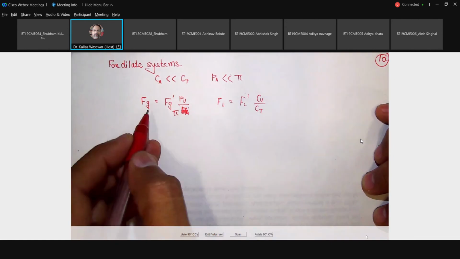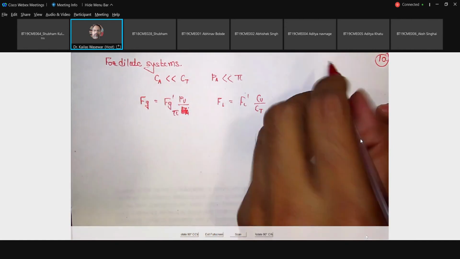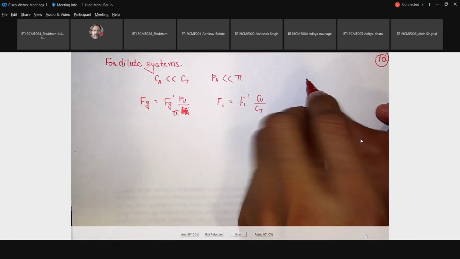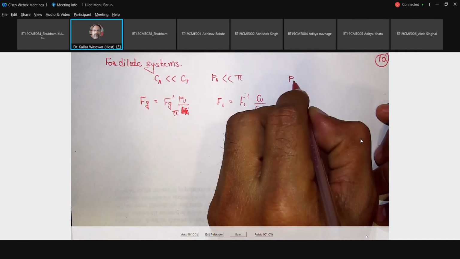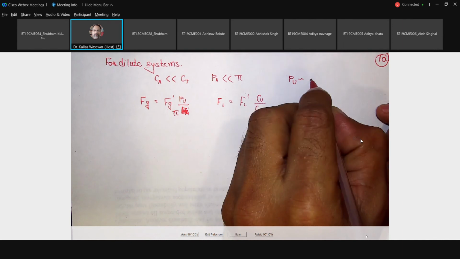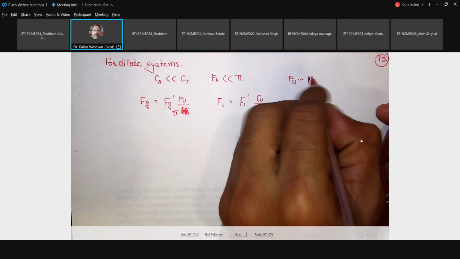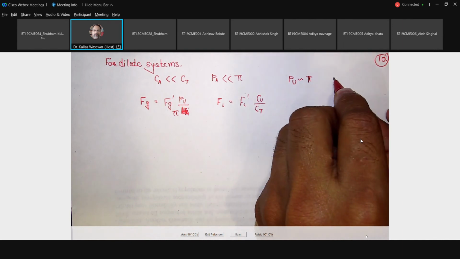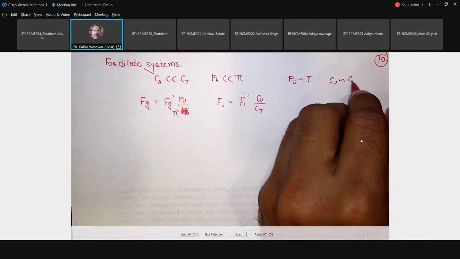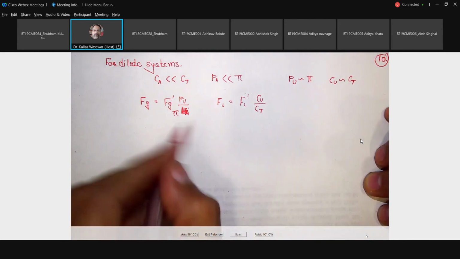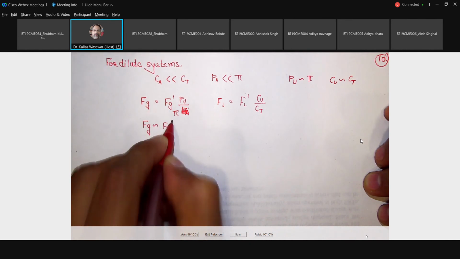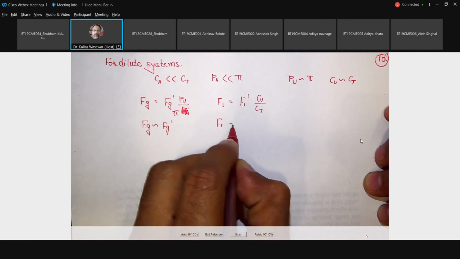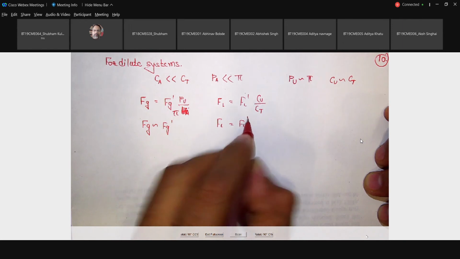When we have this condition, definitely Pu will be approximating to pi, and similarly Cu will be approximating to Ct. So simplifying this one, Fg.